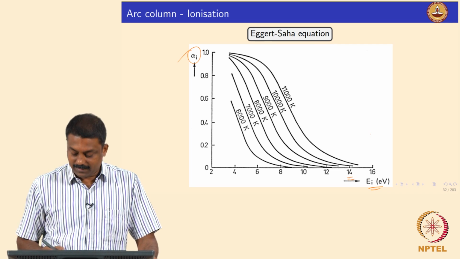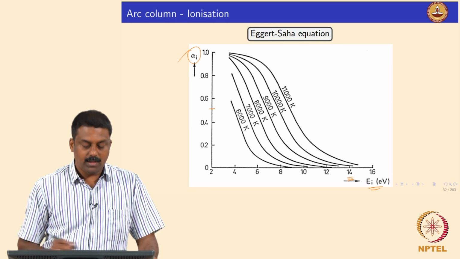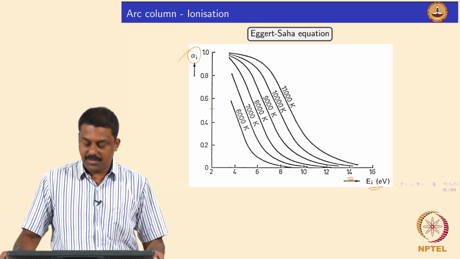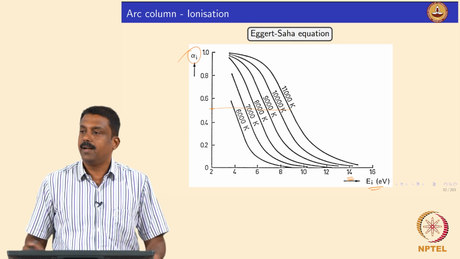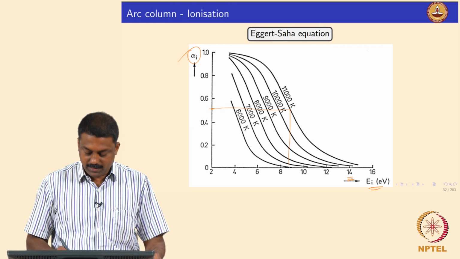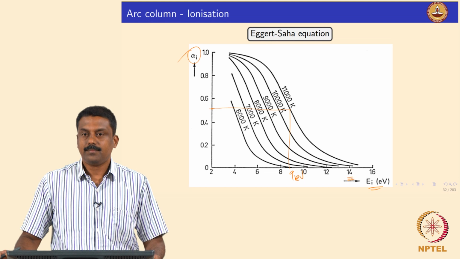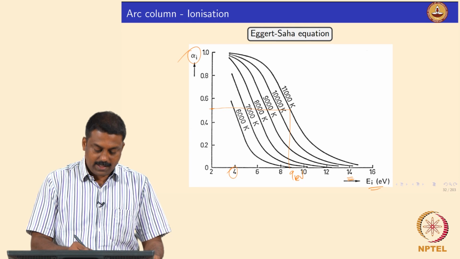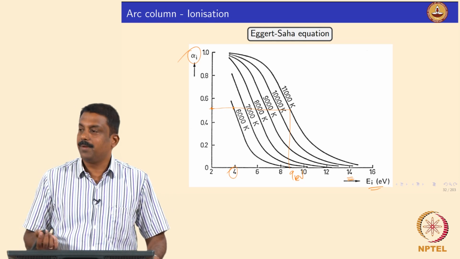And what does the curve say? For example, if you have a very high ionization energy and you want half of the gas atoms to be ionized, 50% ionization, you need to increase the gas temperature to about 11,000 Kelvin if your ionization energy is about 9 electron volts. If a gas has a very low ionization energy, obviously you can ionize half of the gas atoms at a much lower temperature, 6,000 Kelvin.